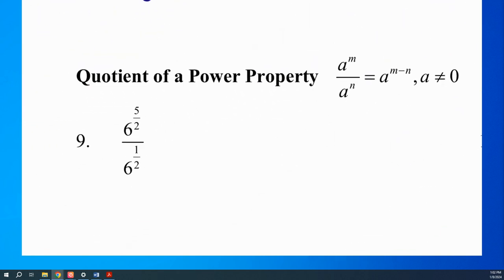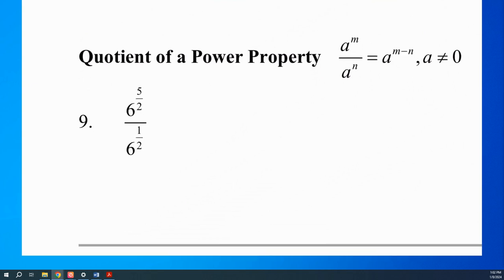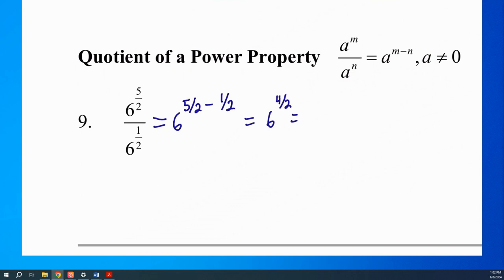Okay. And then when we have two exponents and we're dividing, we can subtract. So again, this one we would do the numerator exponent minus the denominator exponent. So what is 5/2 minus 1/2? Am I good to subtract those? Yes, right? Because they have the same denominator. Do we see that? So what would that be? Yeah, it'd be 4/2, which is going to reduce to 2.